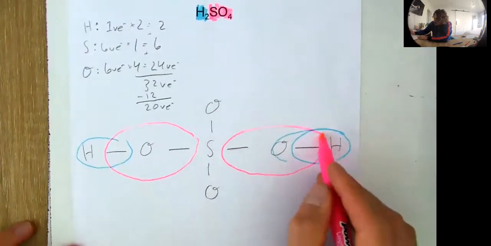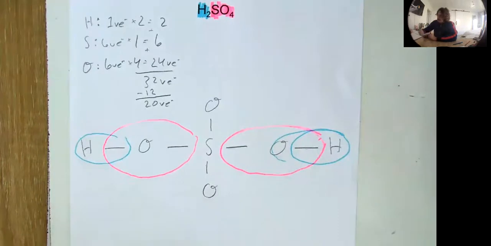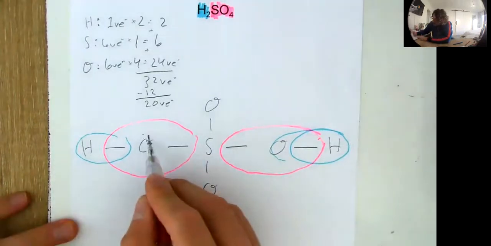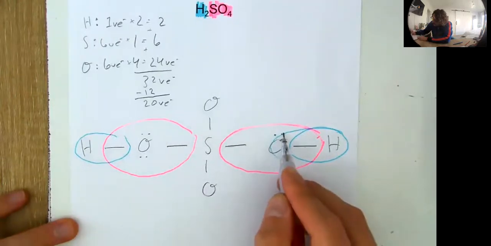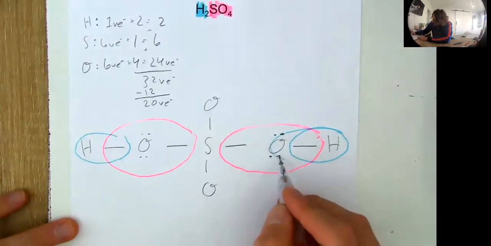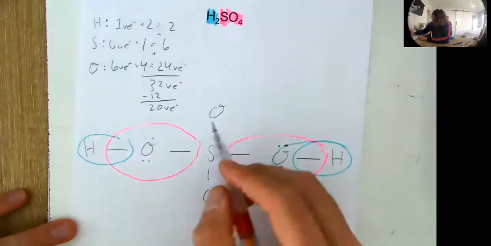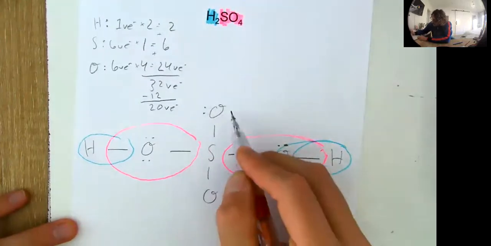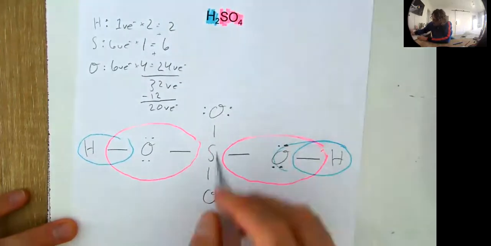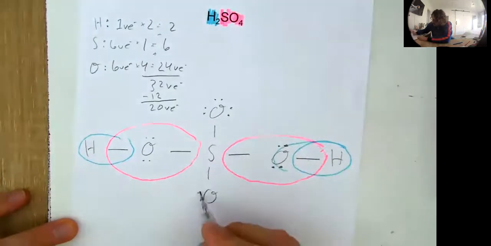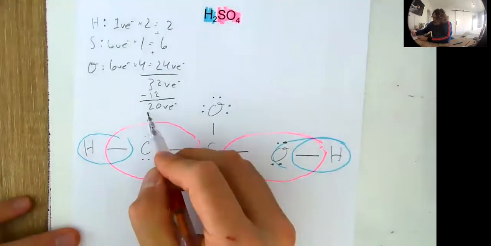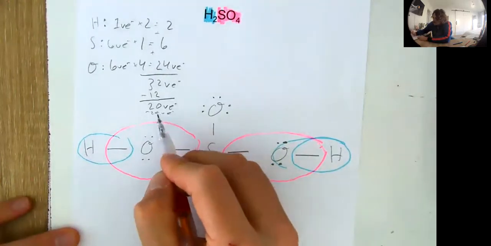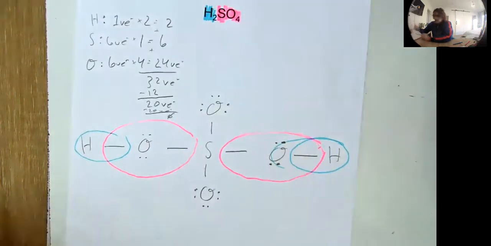So where are we going to distribute them? Around the oxygens. So there's 1, 2, 3, 4, 5, 6, 7, 8, 9, 10, 11, 12, 13, 14, 15, 16, 17, 18, 19, 20. I just drew all of them. 20. I just drew all 20 valence electrons right there. So we have 0 left. We're done drawing valence electrons.